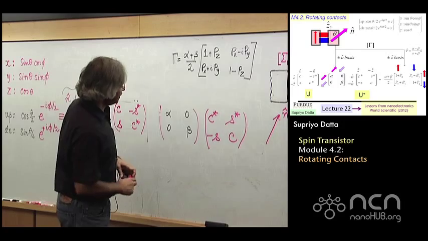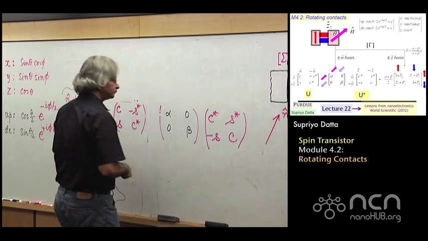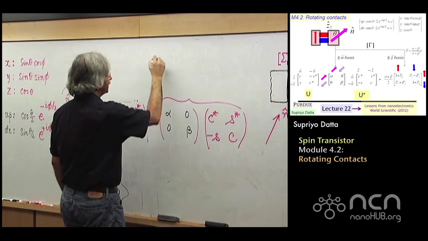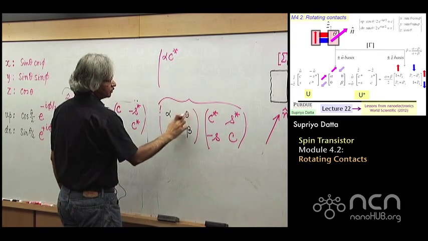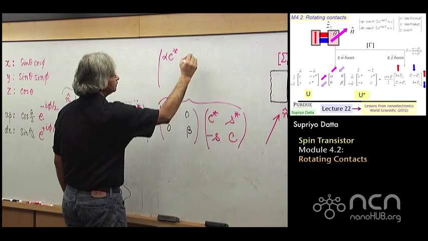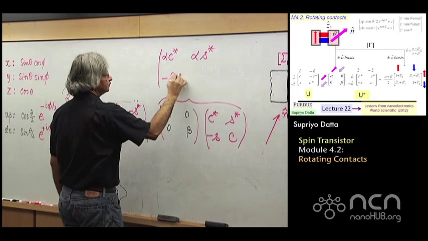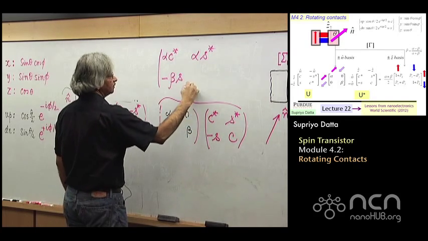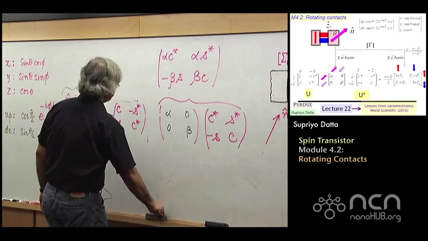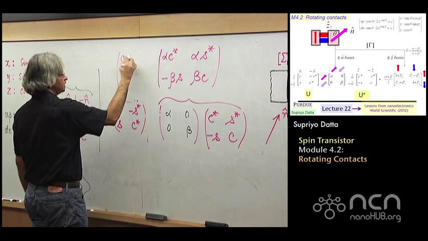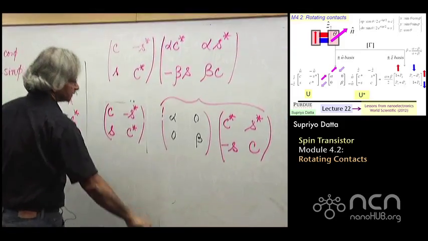Okay. So let me try to multiply this out then. Take this off from here. So when I multiply those two, I get alpha times C star, 0 times S, that's 0, alpha times S star, minus beta times S, and then beta times C. So I've multiplied those two, and I have to now multiply this one. C, minus S star, S, C star. That's what I have to do.